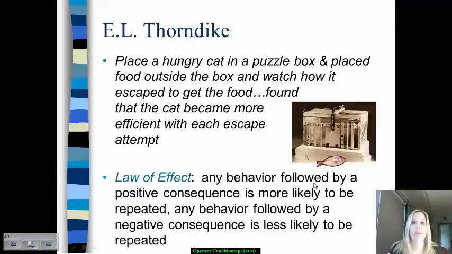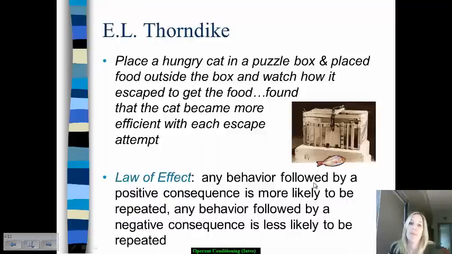They were very hungry. So these hungry cats were put in the puzzle box. He put food on the outside and he wanted to see how long it would take them to escape, and how quickly those responses would set in to their minds and be remembered. And so he learned that when he put that reward there, the cats became very efficient at getting out. And so that's where we get the law of effect. It states that any behavior that's followed by a positive consequence is more likely to be repeated. So we refer to this as a reinforcement. Now, on the other hand, any behavior that is followed by a negative consequence is less likely to be repeated. This is basically a punishment.